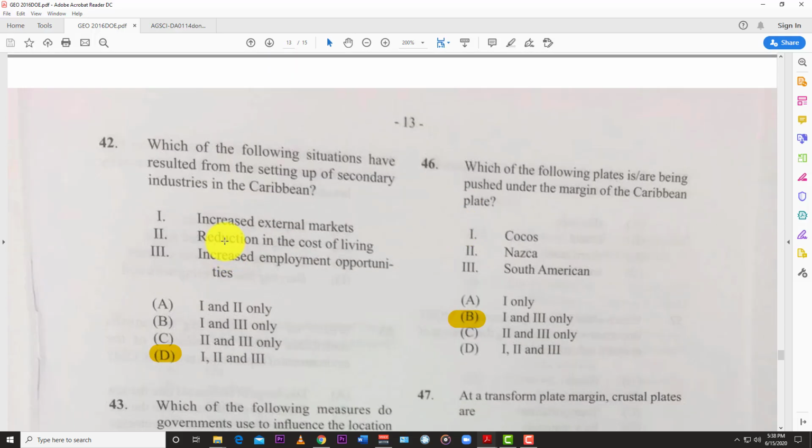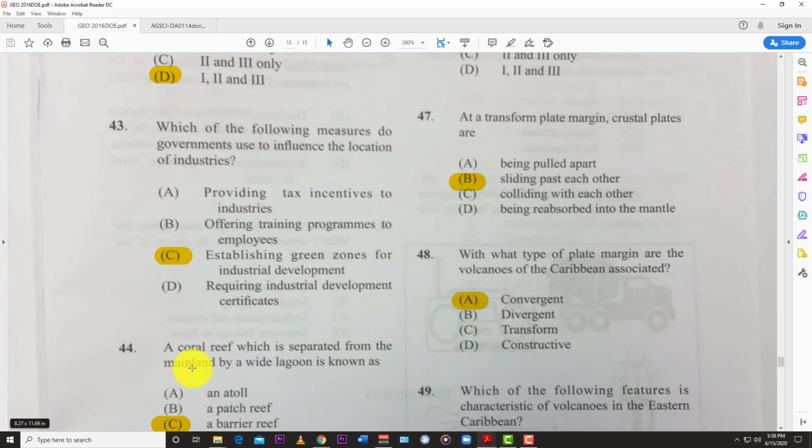42, which of the following situations have resulted from setting up of secondary industries in the Caribbean? And you have some options here. 1, increase external markets. 2, reduction in the cost of living. 3, increase employment opportunities. And the answer is all of the above, D, 1, 2, and 3. 43, which of the following measures do governments use to influence the location of industries? And so the answer is C, establishing green zones for industrial development.